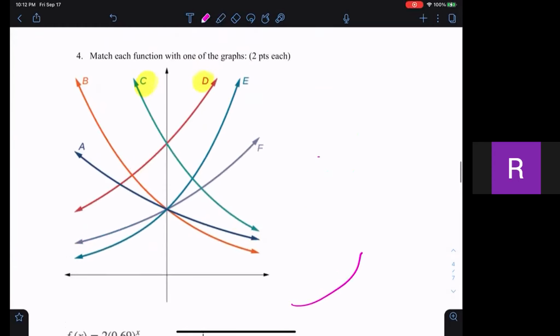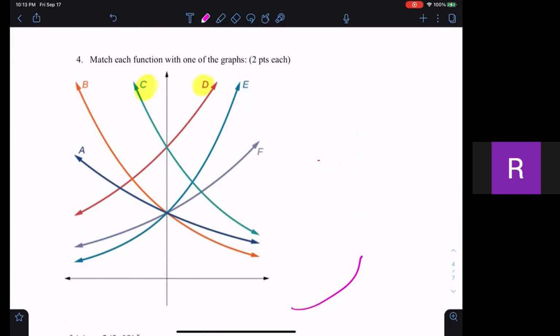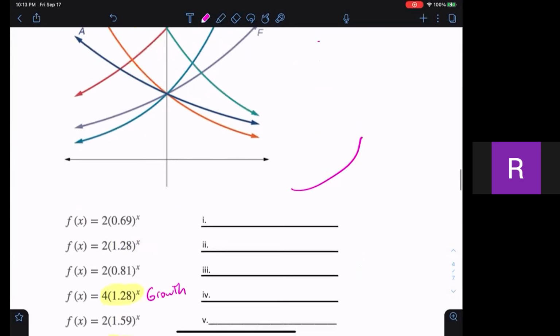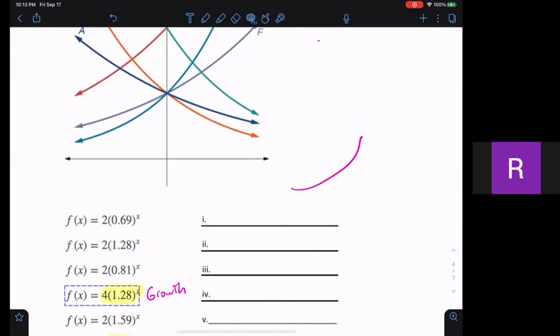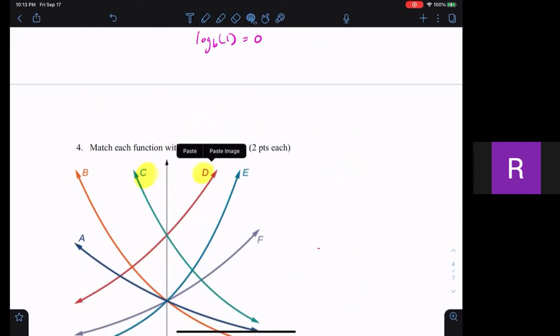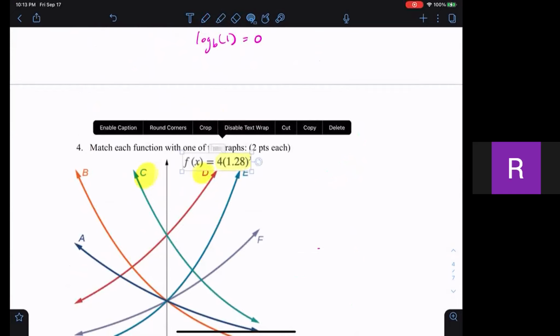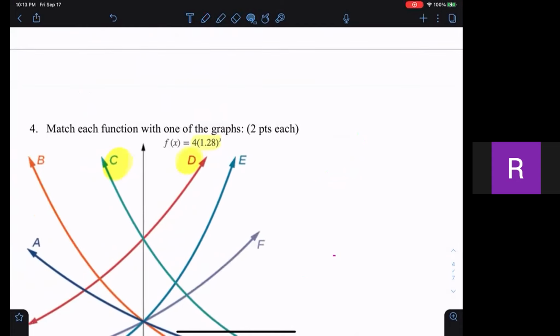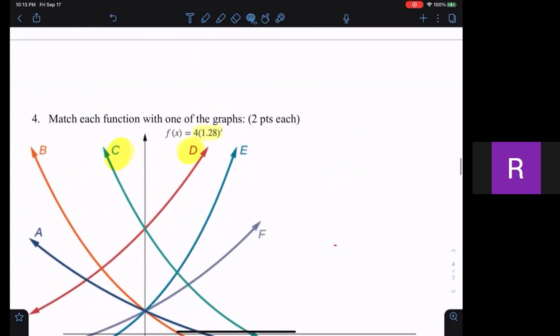So let's check that one. So you know it's D right away, this one. This one is D. Let me copy this and put it over there so you can see what's going on. Okay, so this one is D. That one is D because it has the growth, because it's 1.28. Remember, for growth, A has to be greater than 1, right? And in this case, we have 1.28, so we know that this is exponential growth.